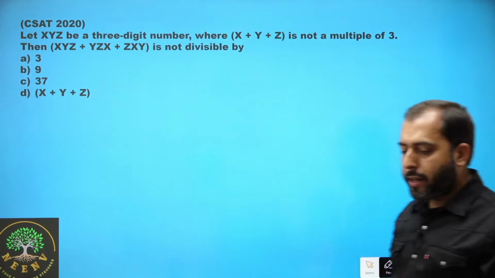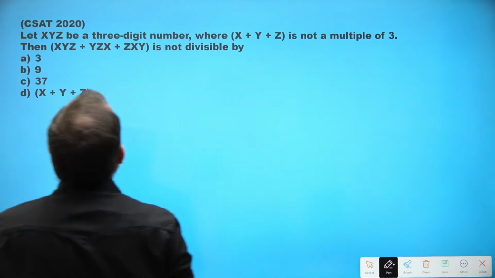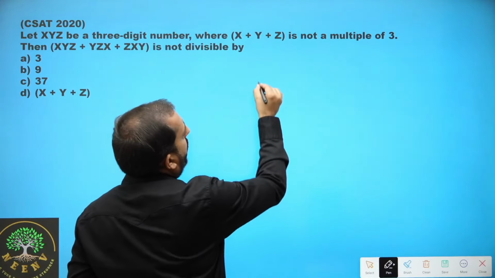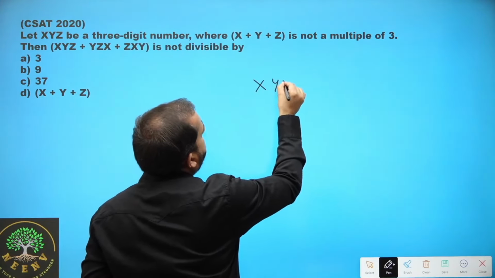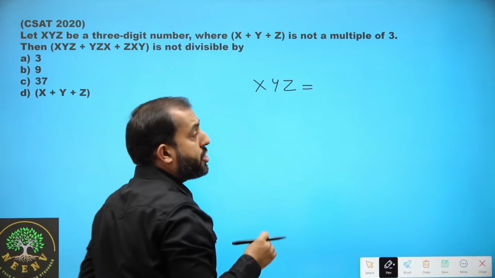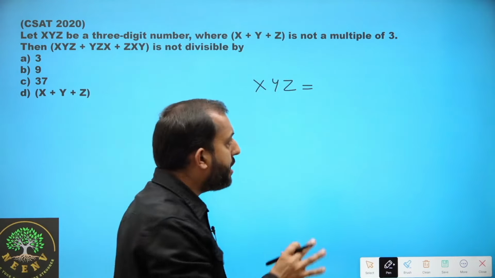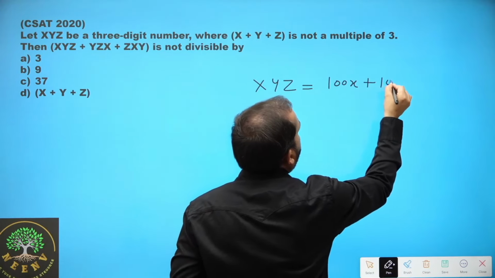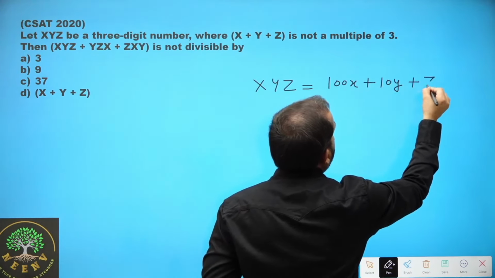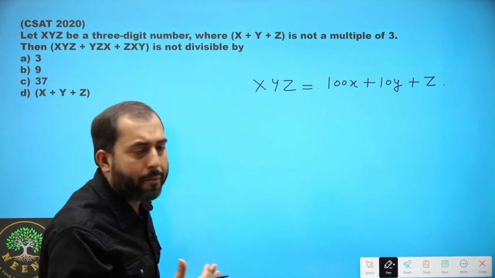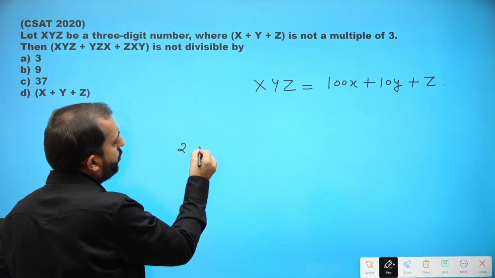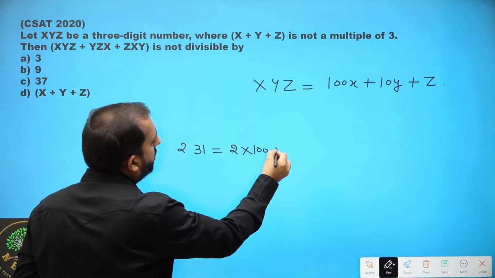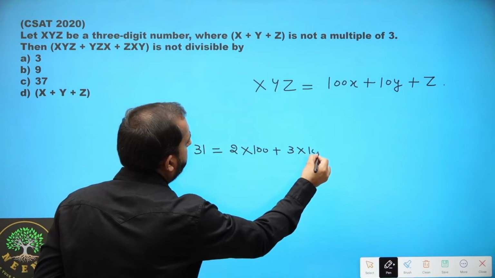Okay, one more simple case. It says let xyz be a 3-digit number. Now, if xyz is a 3-digit number, it can be written as 100x plus 10y plus z. How come? See, 231 can be written as 2 into 100, 3 into 10 plus 1.